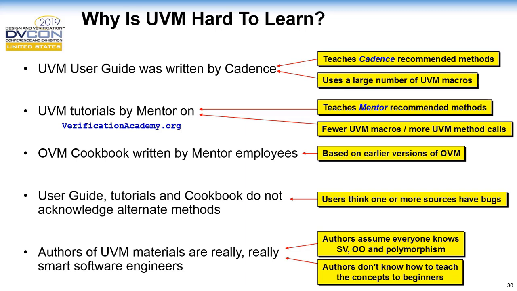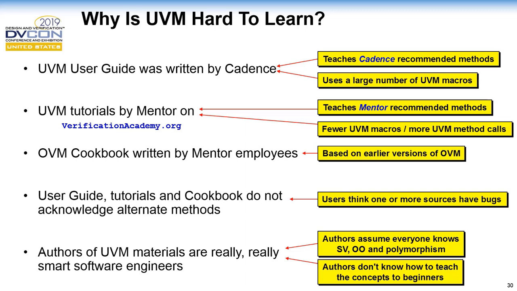Well, the problem was the user guide, the cookbook, and all these other sources didn't tell you that there's another way of doing it. And so when you read the user guide, you'd say, that doesn't match up to what I'm seeing in the Verification Academy videos. And you'd watch the videos, and that doesn't match up to what's in the user guide. And so engineers were left wondering, which one has the bug? And actually, they were both right. You just had to know whether you're using more of the macros or whether you're using more of the methods. It would have been really nice had the user guide said, we prefer to use the macros, but you can do this with methods.